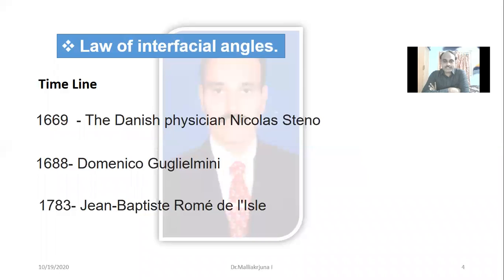Let me take up the law of interfacial angles. This law of interfacial angles is one of the important laws and the first law of crystallography. The concept of the law of interfacial angles began in the year 1669 by the Danish physician Nicolas Steno, and he named it Steno's law, the first law of crystallography. This law was also supported by Domenico Guglielmini in 1688, and later it was scientifically verified by Jean-Baptiste Romé de l'Isle during 1783.